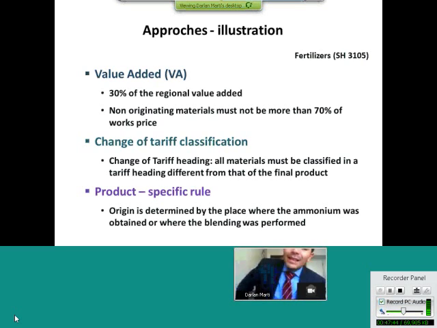And as I said, understanding the way these rules are crafted and the implications that it will have are important, because under one situation, under one rule, a fertilizer can have preferential origin, but it might not comply with the rule in another case and therefore not have preferential origin.